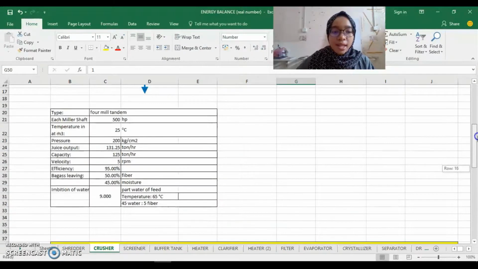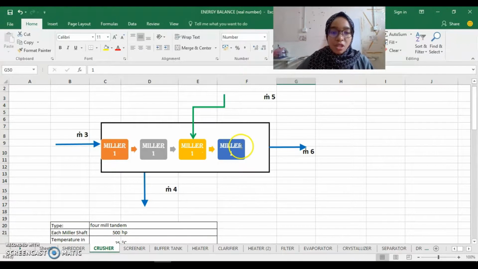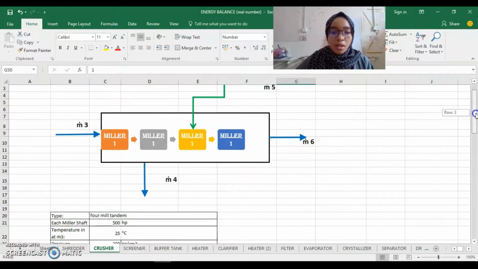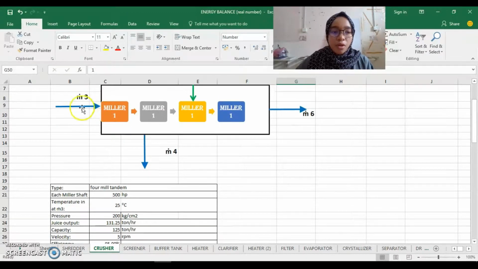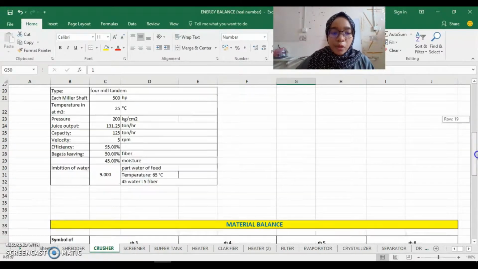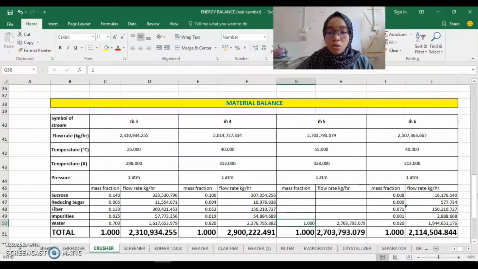Crusher has 95% efficiency. We use 4 stages of crusher. Okay, so the input for crusher is the same as output from shredder. We obtain the output from crusher as much as 2500363.667 kilogram per hour.